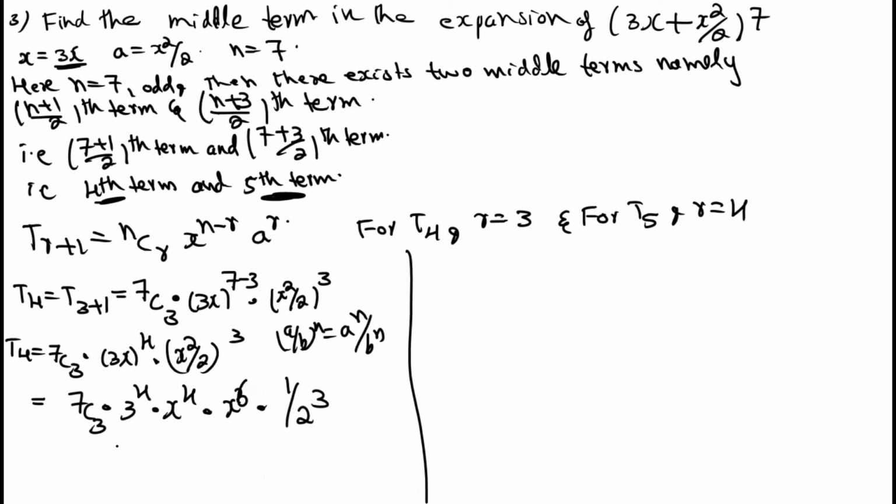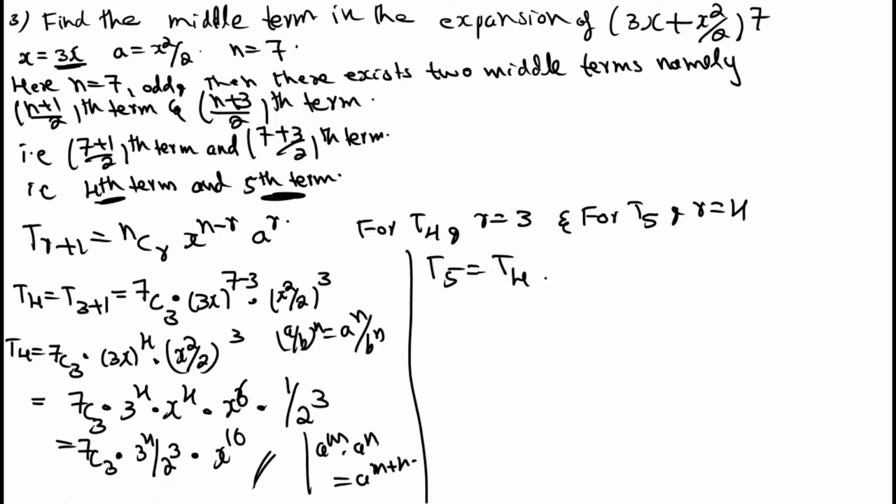So in the next step, if possible, simplify this one. So it equals 7C3 into 3⁴ by 2³ into x⁴ into x⁶, which is x¹⁰. Which formula? a^m into a^n is equal to a^(m+n). So further simplification is not required. Next, to calculate the 5th term.